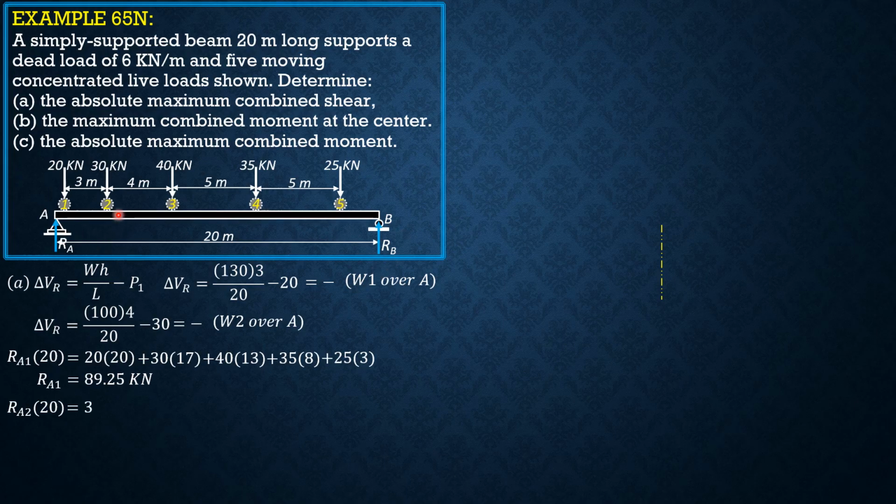RA2 times 20 equals 30 times 20 plus 40 times 16. 20 minus 4 is 16. 16 minus 5 is 11, so plus 35 times 11. 11 minus 5 is 6, so plus 25 times 6. And RA2 is 88.75, so it's less. Next, let's solve for RB. Load 4 over B first.